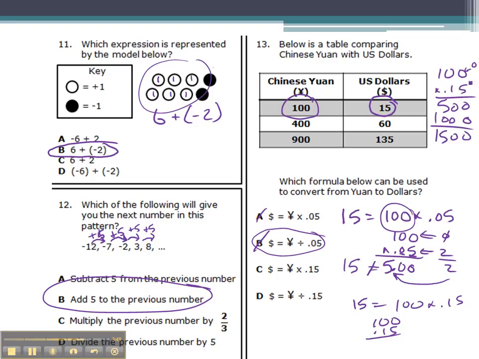0 decimal places here, 2 decimal places here, so I need 2 decimal places in my answer. So 100 yuan does equal $15. So there's the correct answer. And you would take your time if you had extra time, and you would try the other two, but they work out as well.